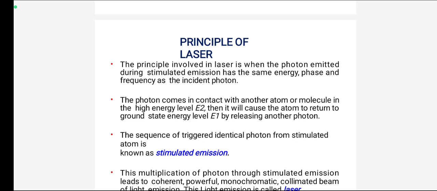Next, we go for the principle of laser. The principle of laser involved is when the photon emitted during the stimulated emission has the same energy, phase and frequency as the incident photon. The photon comes in contact with another atom or molecule in the high energy level E2, then it will cause the atom to return to ground state energy level E1 by releasing another photon. The sequence of triggered identical photons from the stimulated atom is known as stimulated emission.